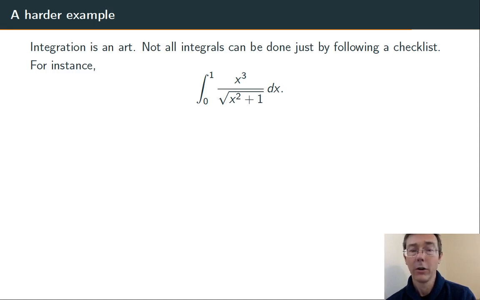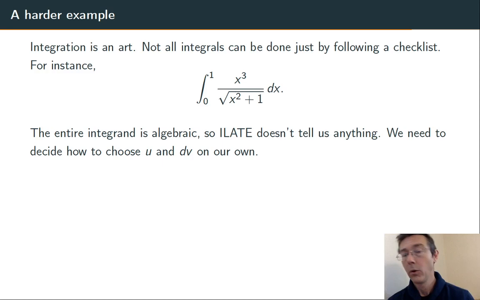Here's a harder example. This time a definite integral. Integral from 0 to 1, x cubed over the square root of x squared plus 1 dx. The whole thing's algebraic, so that checklist we had on the previous slide doesn't really tell us much. So we have to resort to the more general advice. We want to pick u so that it'll get simpler when we differentiate it, and dv as something that we can anti-differentiate. So somehow I'm going to have to anti-differentiate the 1 over square root of x squared plus 1.